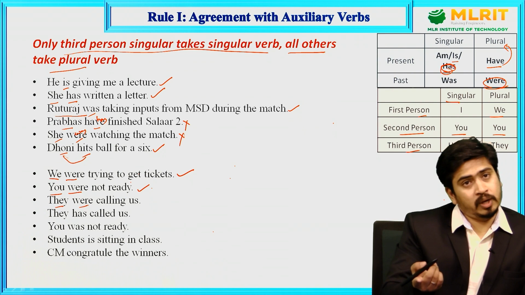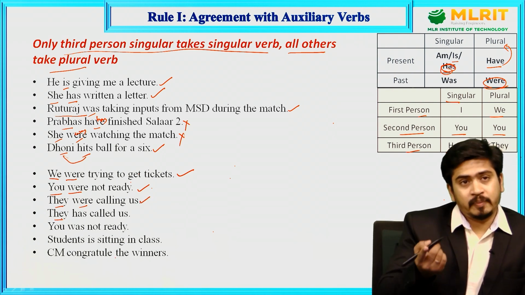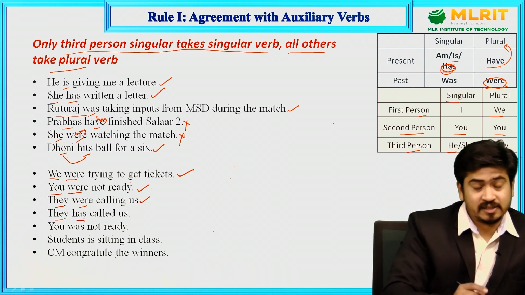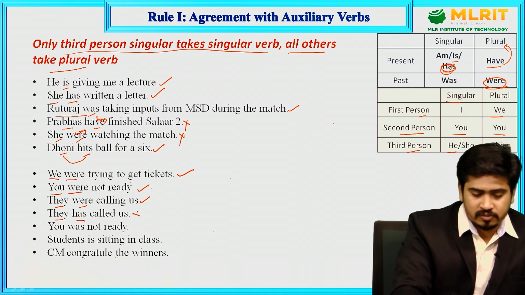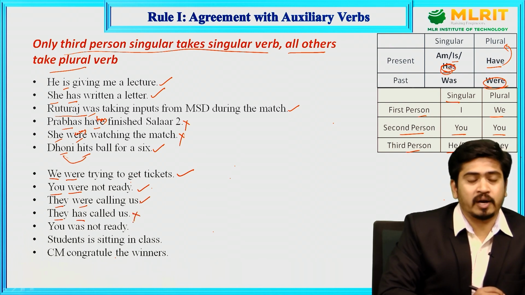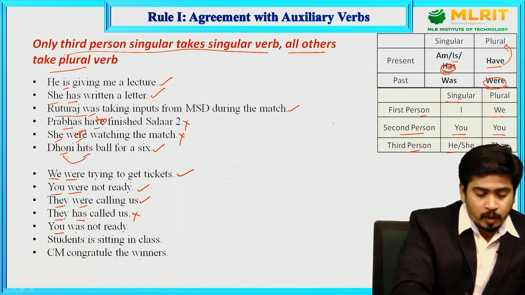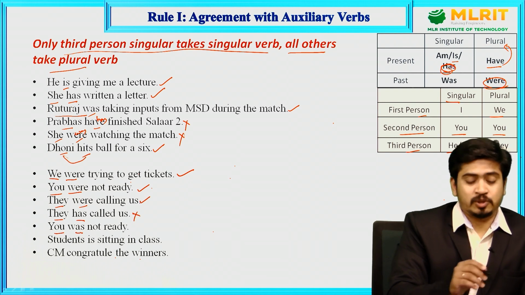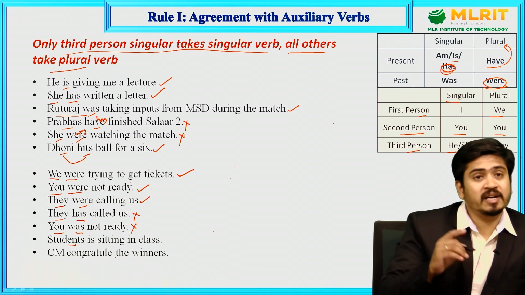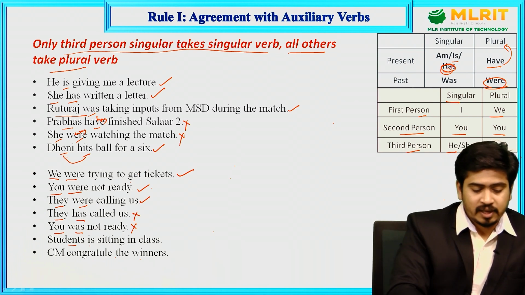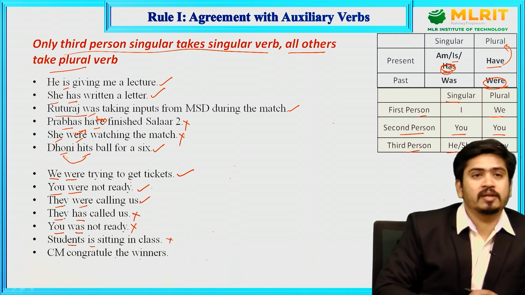Now they, third person plural. Were plural. It is also correct. Now they, third person plural. Has is singular. These two don't match. It's wrong. Next one, you was not ready. You, second person singular as well as plural. Was singular. These don't match. Wrong. Next one, students is. Students, third person plural. Is singular. Wrong. It's plural. It should have plural.